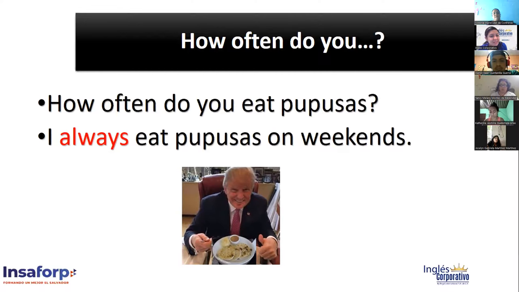Now you are going to make the question to a classmate. Ahora usted hace la pregunta a otro compañero o compañera. Jocelyn Gabriela. Okay. How often do you eat chicken? I always eat chicken twice. ¿Cómo se dice semana? Week. Okay. So you eat chicken twice a week. Dos veces a la semana. Twice a week.